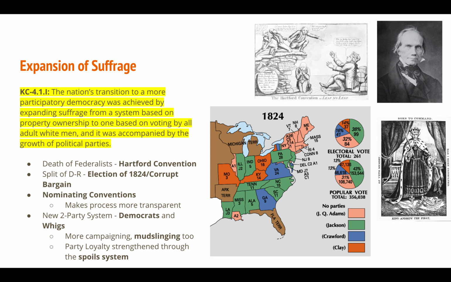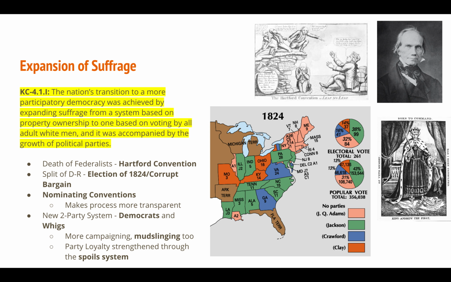All right, continuing on with this expansion of suffrage, new political parties begin to emerge. So the Federalists begin to die out after the Hartford Convention during the War of 1812. In this convention, they were said to have considered leaving the United States if the United States did not end its war with Britain, and so they were seen as treasonous, especially since it was towards the end of the war and right before the victory at New Orleans that was done by Andrew Jackson.